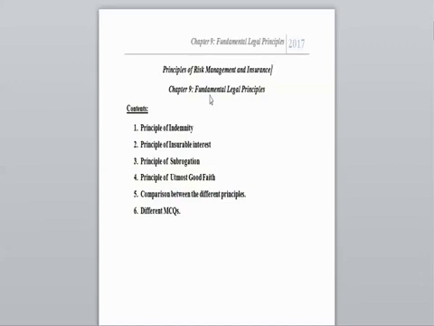Chapter outline. In this chapter we will cover the following points. Number 1, Principle of Indemnity. Number 2, Principle of Insurable Interest. Number 3, Principle of Subrogation. Number 4, Principle of Utmost Good Faith. And 5, Comparison between the different principles. Number 6, finally, with different MCQ questions.